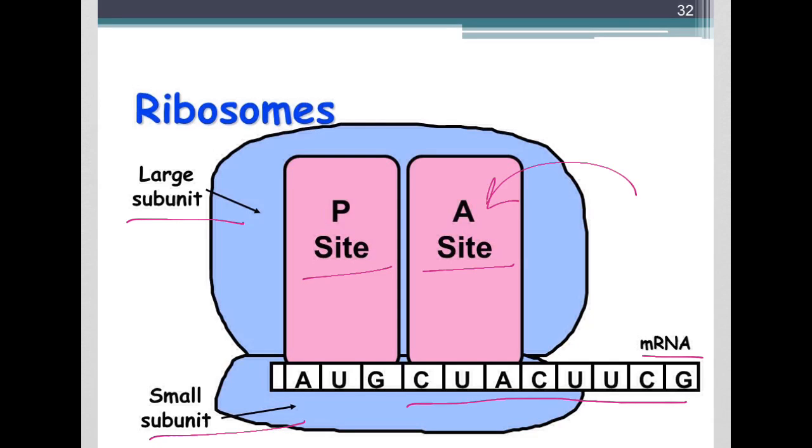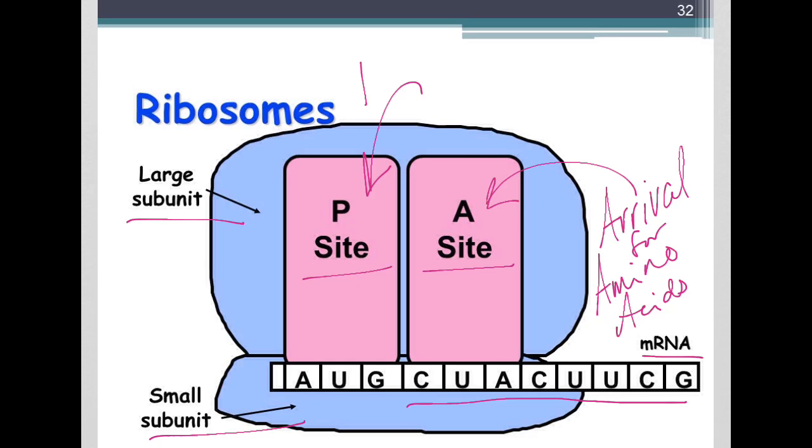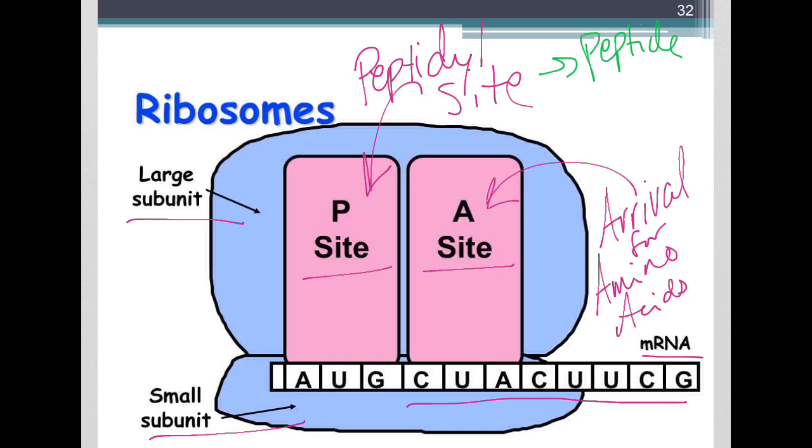The A is the arrival site for amino acids attached to those tRNAs. And the P site is going to stand for the peptidyl site, and this is going to be where peptide bonds form between the amino acids that we are joining together.